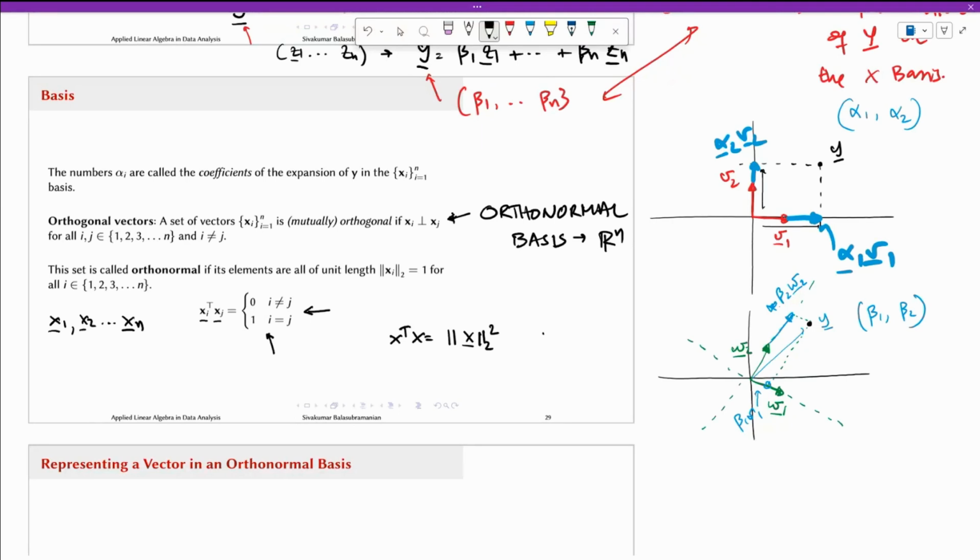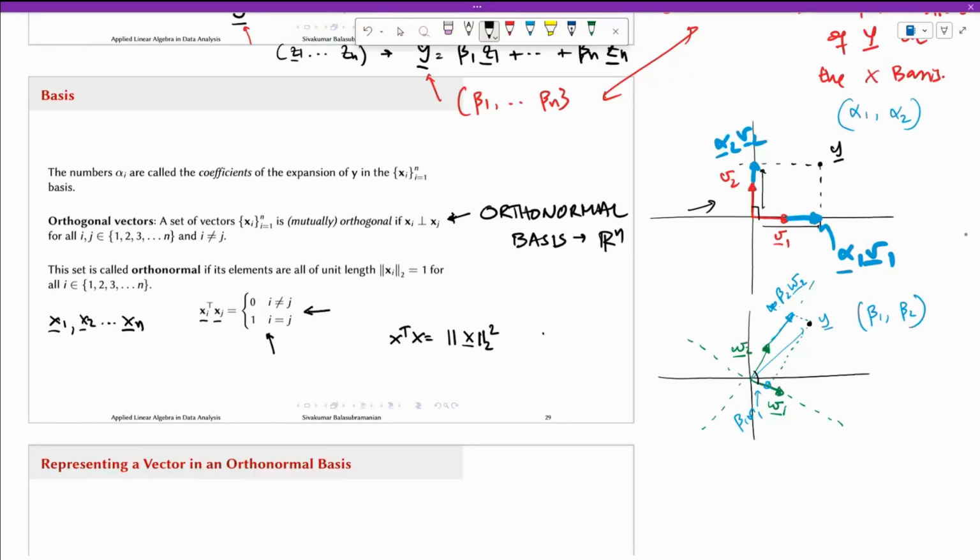If you have a basis that satisfies this property, then you say it's an orthonormal basis. Okay? So here, I don't know if you've noticed, this is an orthonormal basis, the way I've drawn it here, V1, V2. Whereas this is not. Well, I've not drawn it properly, but here it's not orthonormal. W1, W2, not an orthonormal basis.